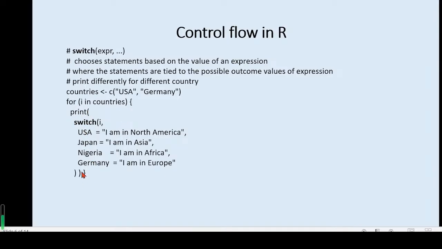Inside the print parentheses is a switch function. So switch i. This i is each country. Then switch i, then we can match. If i equals one of these values, then we print this message on the right side.